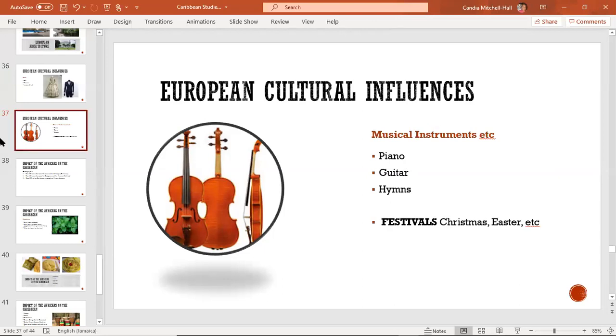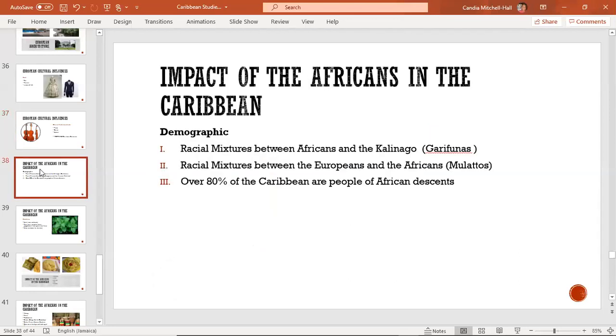Good. Next, the impact of the Africans. So after the Europeans came, well, the Spanish came, then the view is that the Spanish brought some Africans, and then after that, other Europeans came, and then there was a mass importation of Africans into the Caribbean, whom they enslaved.